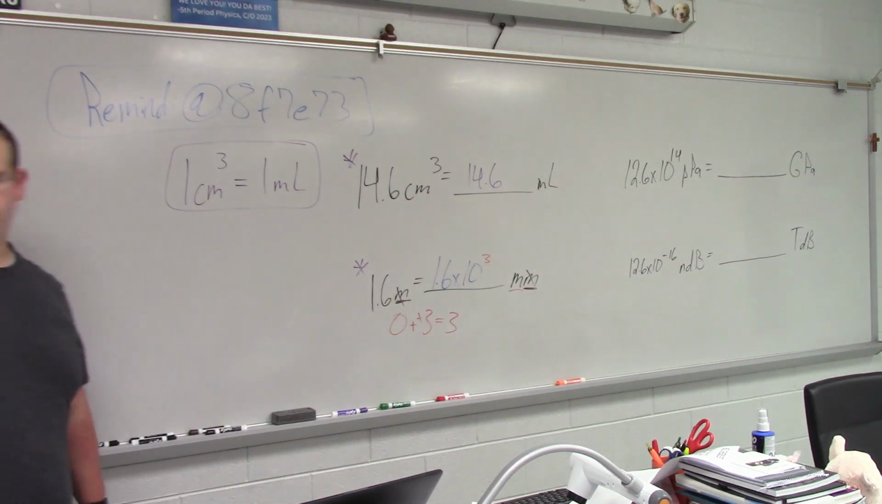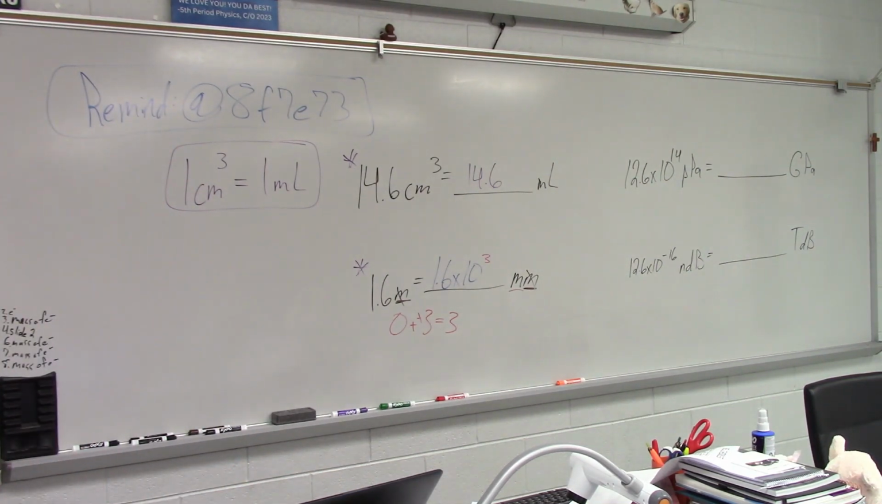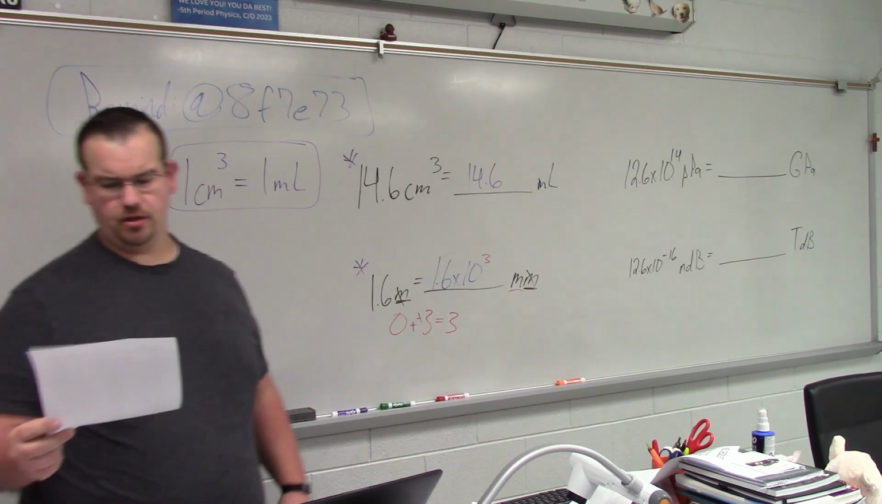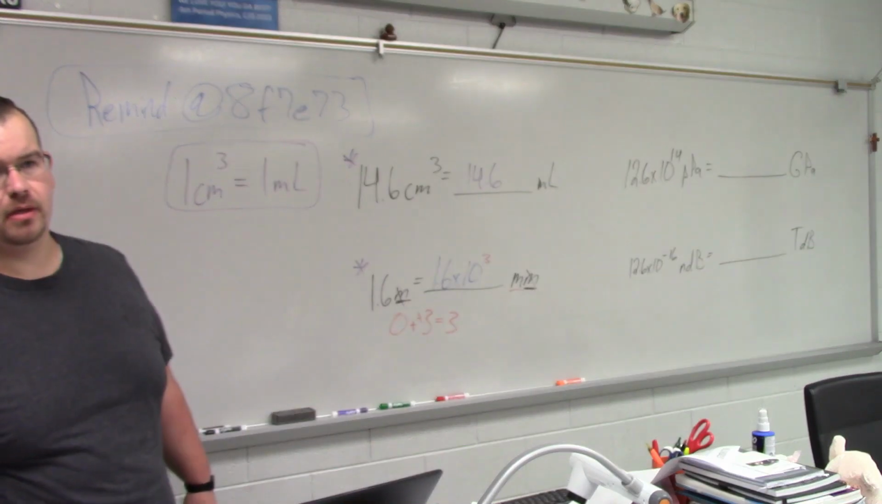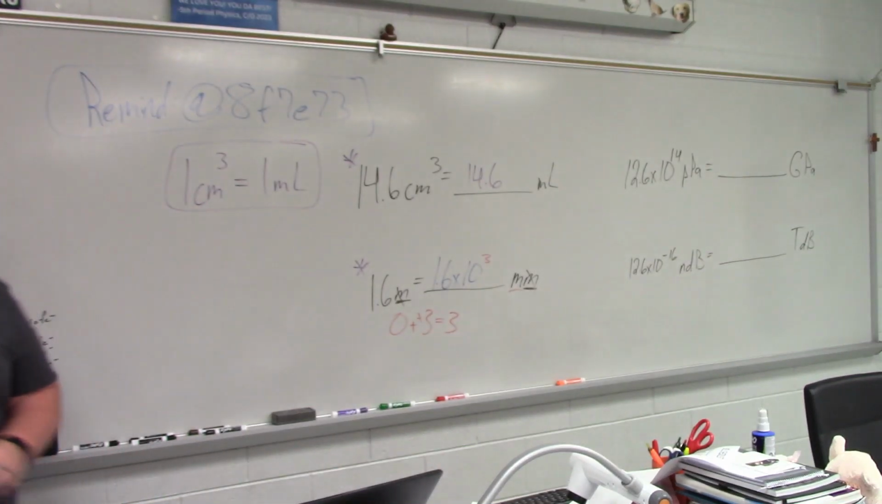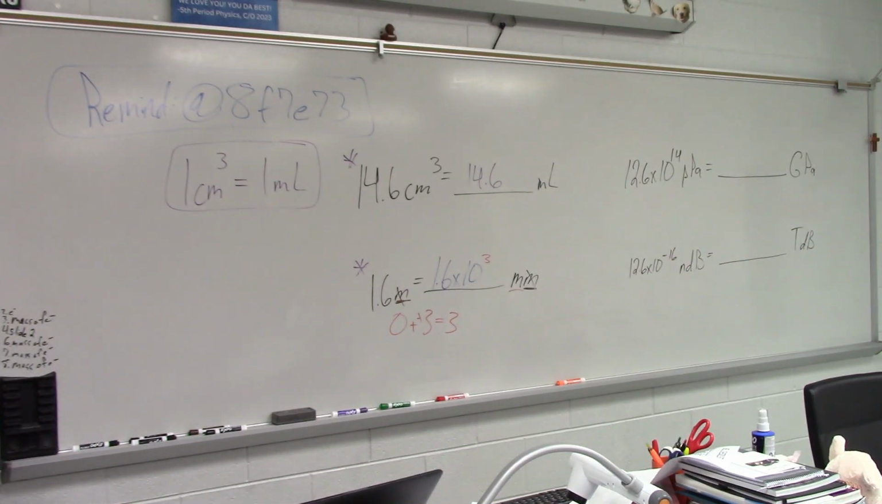I have another question. When you say memorize all these, do you mean memorize like the ones you see my marks on there? I did from peta to femto. Do you want us to memorize the name or just the symbol and the exponent? Name, symbol, and exponent. Okay.